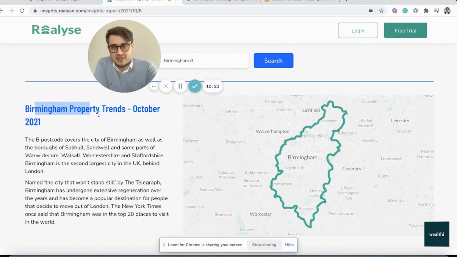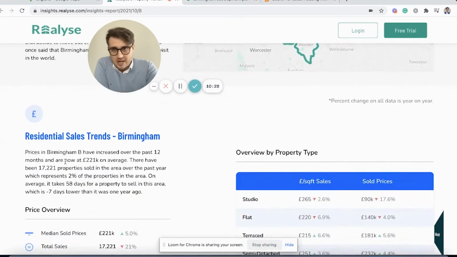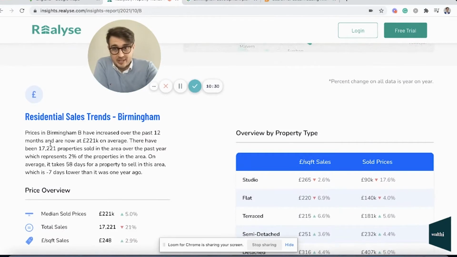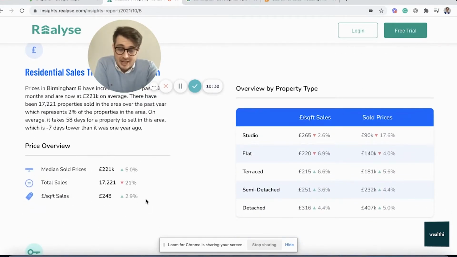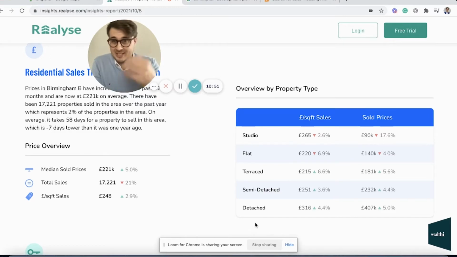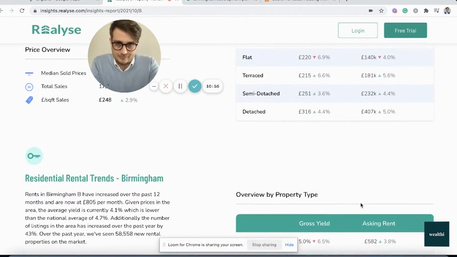And as you can see on the left here, we have a short summary of the Birmingham property market trends. Then you've got some residential sale trends. So it's showing how much prices have grown for the median house price, total sales in the area, average price per square foot. And as you can see here, they've broken down the different asset classes within the residential real estate world to give you an understanding of the price points in the different areas of the market, be it a detached home, a terrace house, a flat, whatever it may be. You've got all the information here.